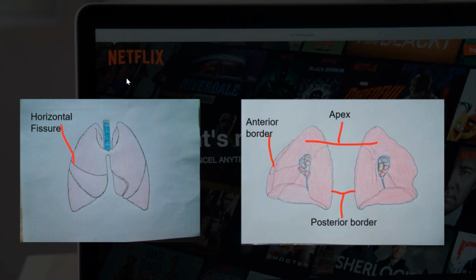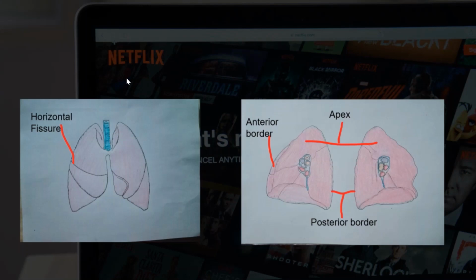The posterior border of the lung. The posterior border of the lung extends downward from the spinous process of the 7th cervical vertebra to the level of the 10th thoracic vertebra and lies about 1.5 inches or 4 centimeters from the midline. The oblique fissures.